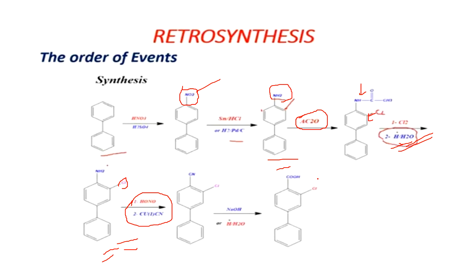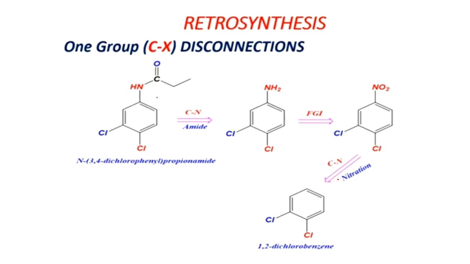So we have to know how the reaction could occur and how we can transform one functional group into another functional group. So you have to study all the FGI, functional group interconversion.